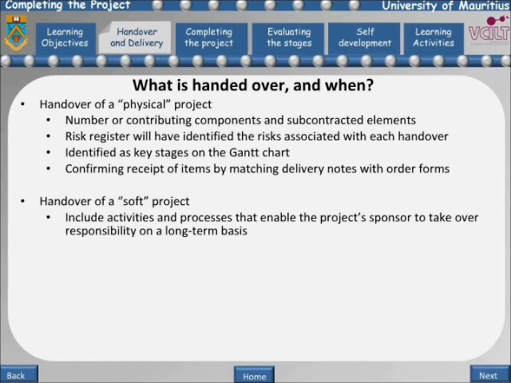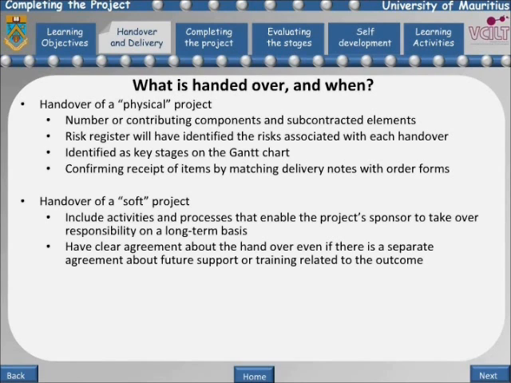A definition of completion for this type of project might be achieving the active, successful management of the activity by the project's owners, users, or stakeholders, and withdrawal of the project team. Any support that will be required as part of the project completion should be planned, and the person responsible for providing it should be identified. It is important to have clear agreement about how the project itself will be concluded and handed over, even if there is a separate agreement about future support or training related to the outcome.